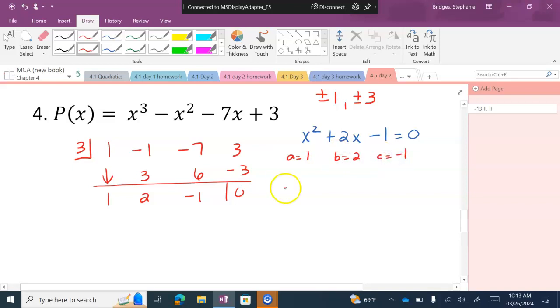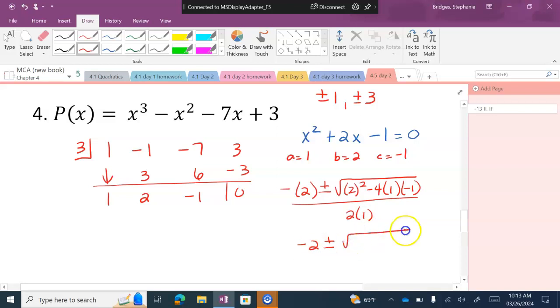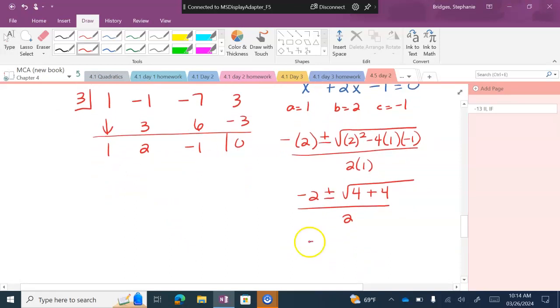So then we're going to go plugging it in. The opposite of B plus or minus the square root of B squared minus 4 times A times C, all over 2 times A. So let's see, the opposite of 2 is negative 2 plus or minus, what's 2 squared? 4. And then I have a negative 4 times 1 times negative 1, which is going to give me what kind of 4? Positive. So that's going to give me negative 2 plus or minus the square root of 8 over 2.